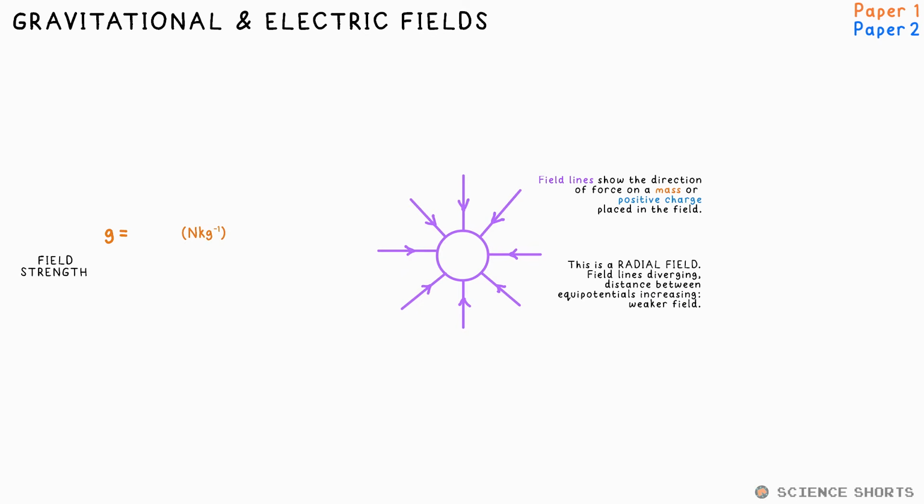This is a radial field. If field lines are parallel, however, the field strength is the same everywhere. We then call this a uniform field. If you draw the gravitational field lines in the room you're in now, they'll appear pretty much parallel. So we can say that on a small scale, gravitational fields are uniform.